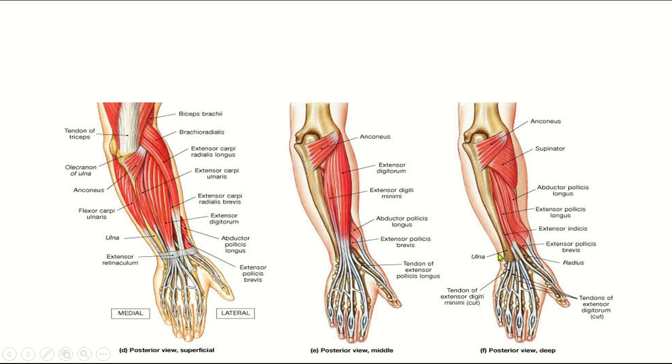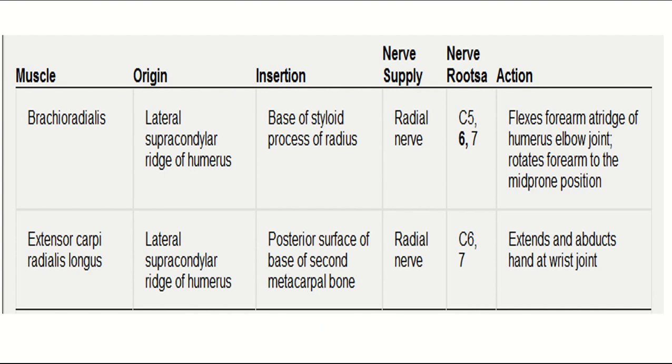So this is a deep layer of the muscles of the posterior compartment of forearm, and there are also brachioradialis, whose origin is from the lateral supracondylar ridge of humerus and insertion is at the base of the styloid process of radius. It is supplied by the radial nerve. Nerve roots are C5, C6, C7. It flexes the forearm at the elbow joint, and it rotates the forearm to the mid-prone position.